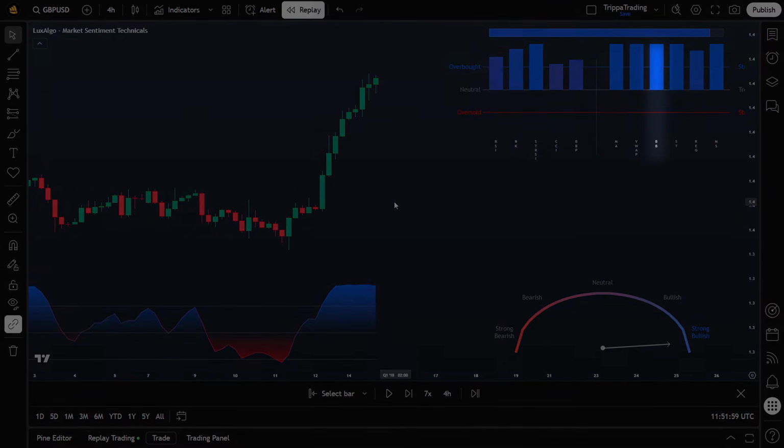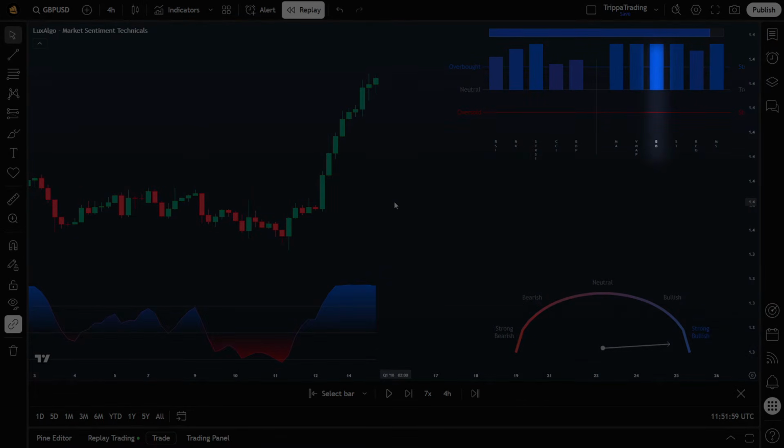The tool even factors in volatility, so it can tell you if the market is calm and ranging, or if it's expanding and likely to break out soon.